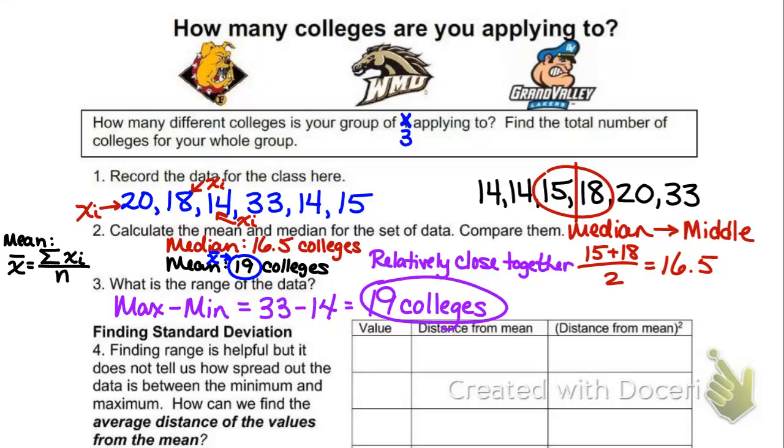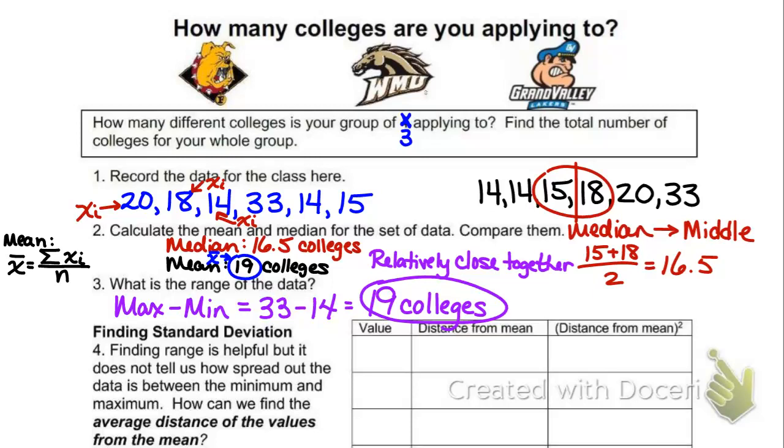Finding range is helpful, but because of the way outliers affect my data, and it's not talking about where most of my data is, it's not super useful for telling us how spread out the data is between the minimum and the maximum. How do we find the average distance of the values from the mean? That is what standard deviation is. That's what we're going to be finding. This is the average distance of a typical data point from where the mean is located.